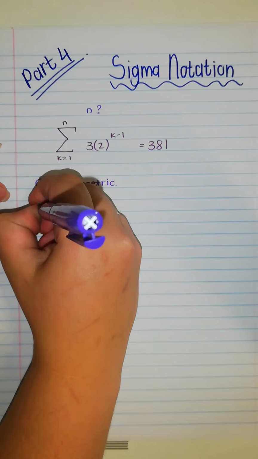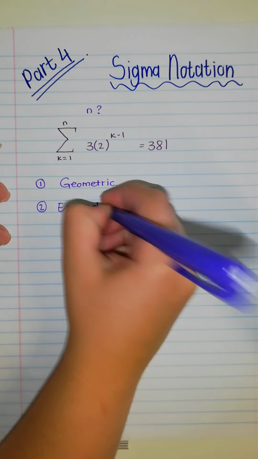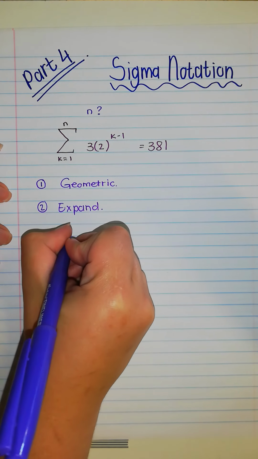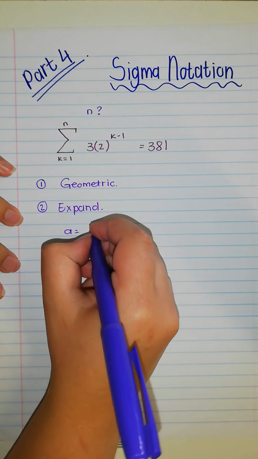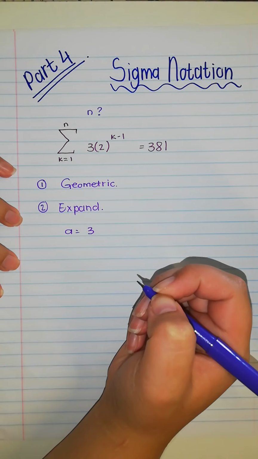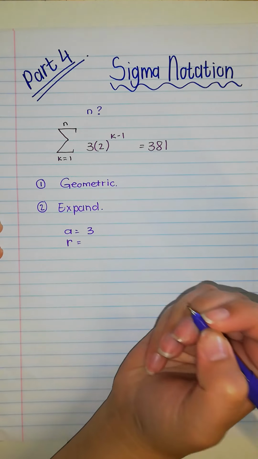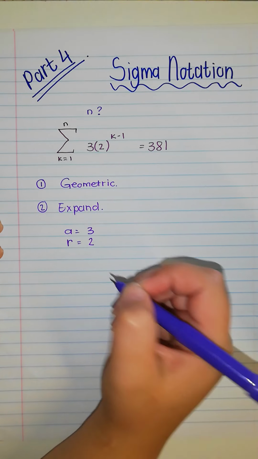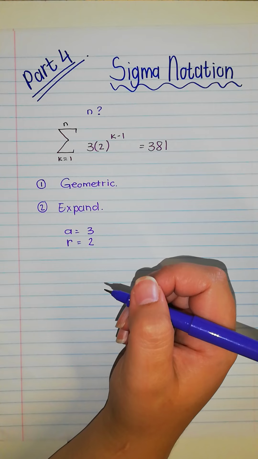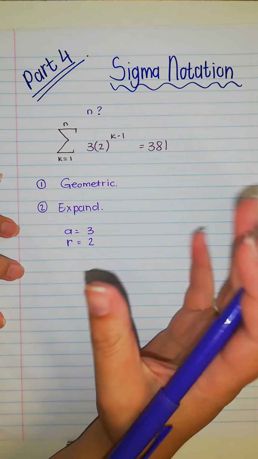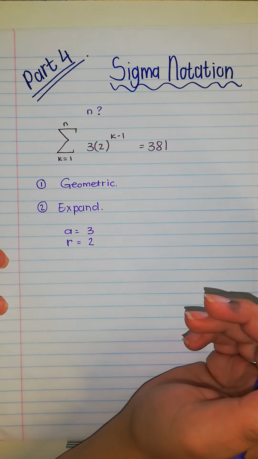Step 2 would be expand. Again, I need my first term, a, and I read that from here. So a we have as 3. With geometric, we have a ratio, which is r, and my ratio would be 2. Getting it from here, this is the geometric sequence formula. So you will mostly be able to read it from there, if that's not something they ask.